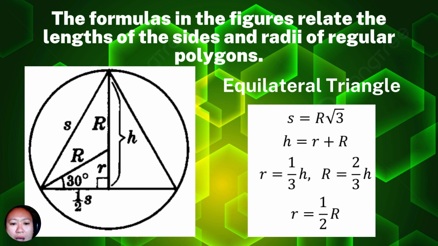For us to find the measurement of our apothem r, the formula is 1/3 H, and the radius is equal to 2/3 of our H. Another way of finding the apothem is r is equal to 1/2 times the radius.